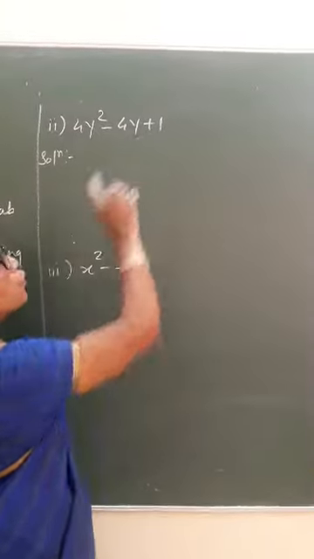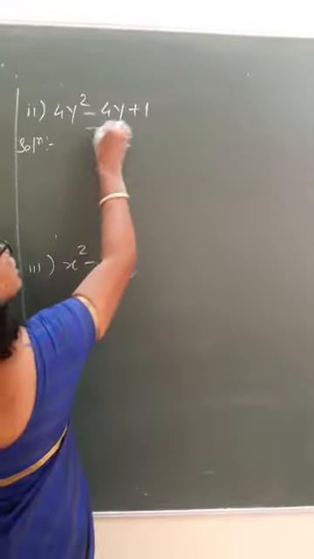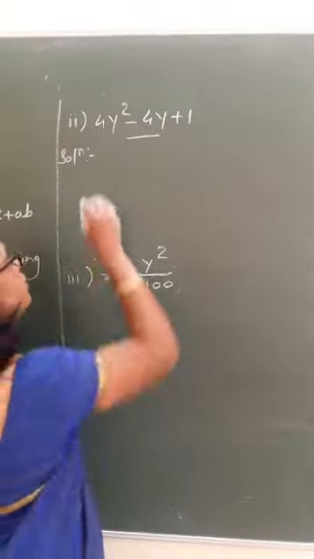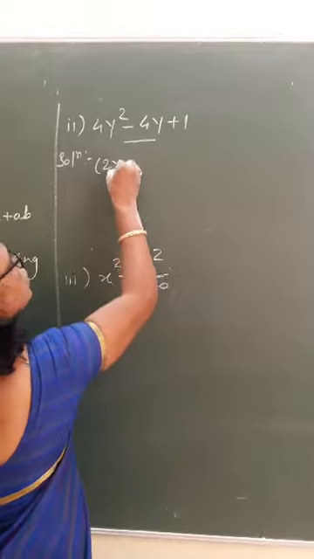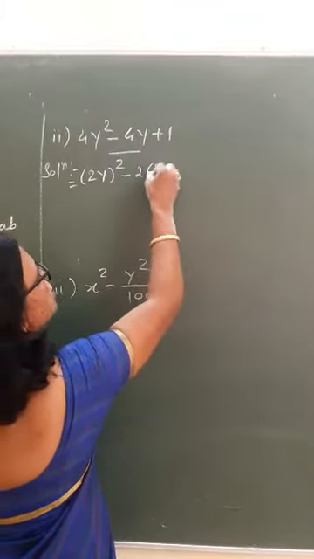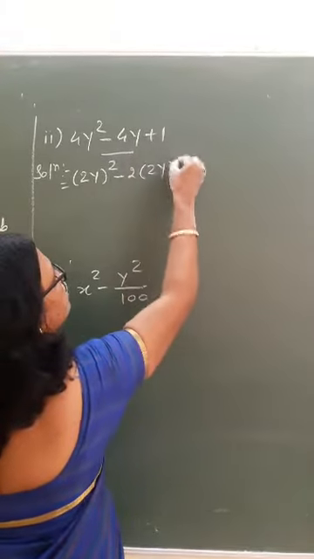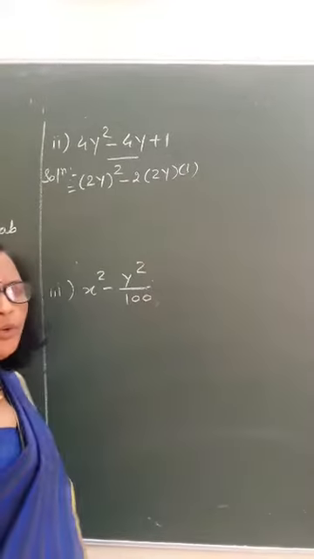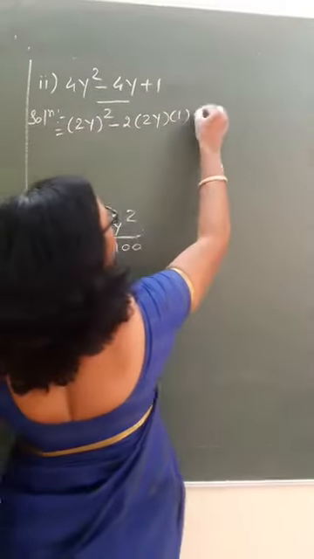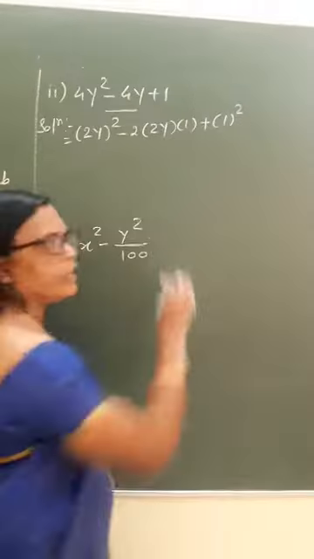4y square minus 4y plus 1. Are you finding the middle term is minus? Means here we have to use the second identity. 4y square means this is 2y whole square, minus 2 into first term 2y and last term 1. You are saying what about 1? Okay, can we write 1 as 1 square? Yes, because 1 square is already 1.